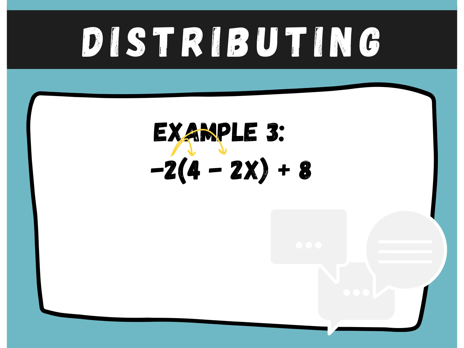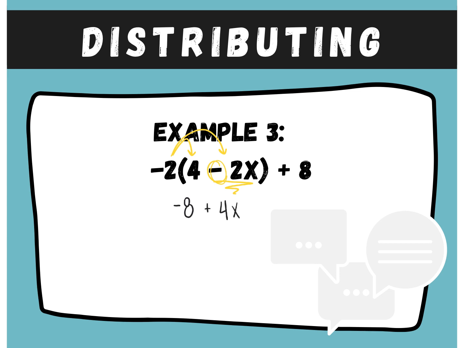So let's multiply. Negative 2 times 4 gives you negative 8. Now, negative 2 times 2x is negative 4x. But remember, we're going to think of this as a negative 2x. We're going to rope that minus sign in with our 2x. Negative 2 times negative 2x is positive 4x.